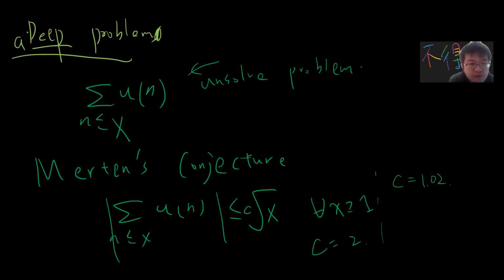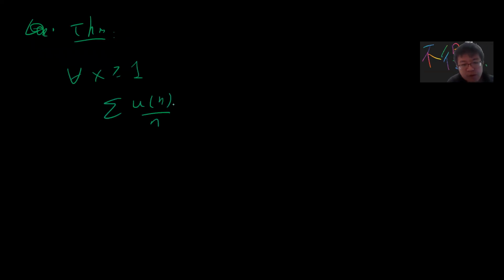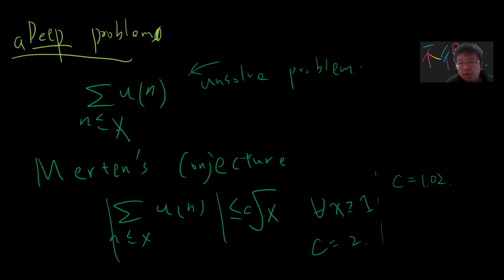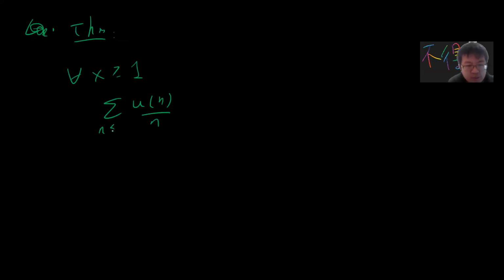Okay, but we can prove something simple. So this is a theorem. The theorem says that for all x greater than 0, I want to bound this guy, right? Previously I wanted to bound this guy, but this is a deep theorem. I cannot bound it, but I can bound this guy. Okay, so famous results.